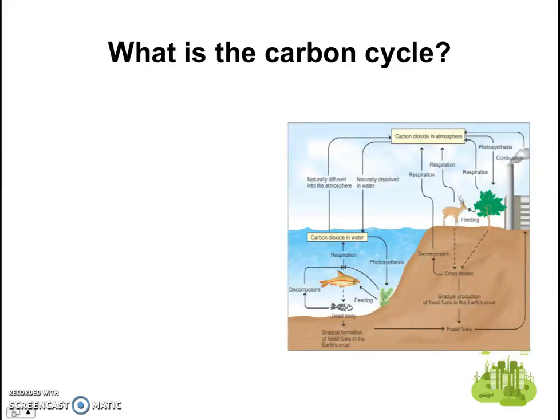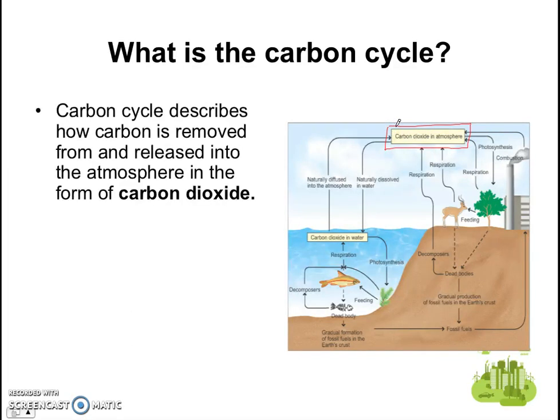So what is it? Well, as the name suggests, the carbon cycle describes the many processes which help to move carbon around in an ecosystem. So one of the main places that you find carbon in an ecosystem is in the form of carbon dioxide in the atmosphere. And the carbon cycle describes how carbon is removed from and released into the atmosphere. So there are processes that take carbon out from the atmosphere, and there are processes that return carbon to the atmosphere.